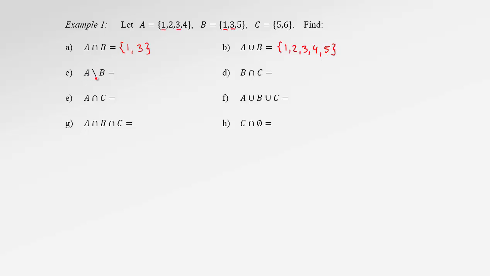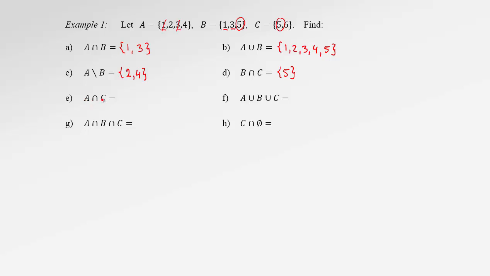Okay, now A subtract B. We need to take everything that's in A, but not in B. Since 1 and 3 were in B, those numbers can't be taken. Therefore, A minus B is just 2 and 4. The next example is B intersected with C. So the common part of B and C is just 5. So it's a one-element set composed of 5.